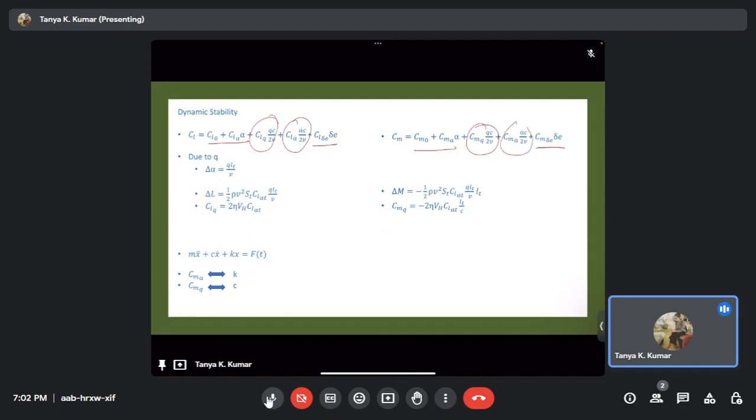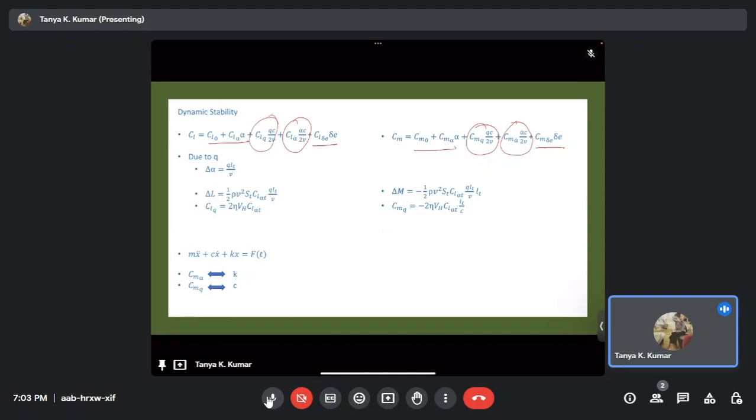And we've discussed in depth what each of them should be, like how they are Qc by 2V, why we have done Qc by 2V, how we have non-dimensionalized each term because CL and CM are both non-dimensional parameters. Then we saw the effects of pitch rate. Pitch rate Q produces a change in the angle of attack at the tail.